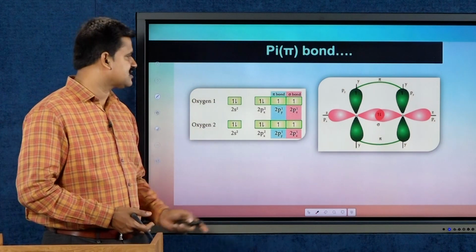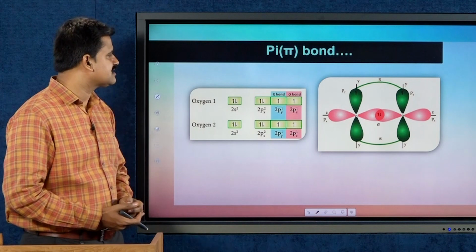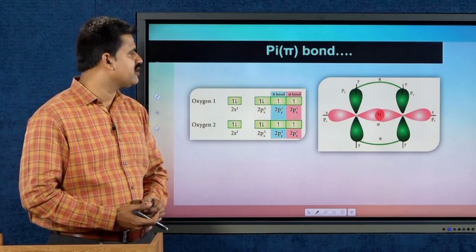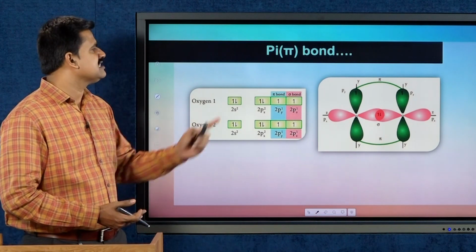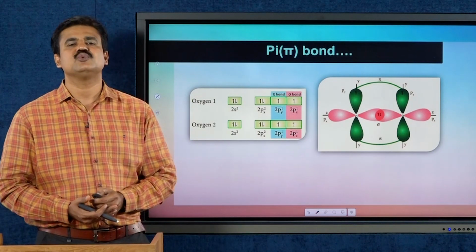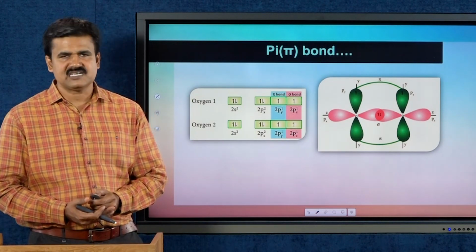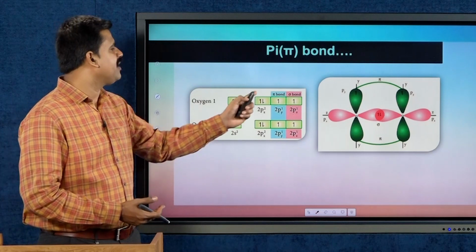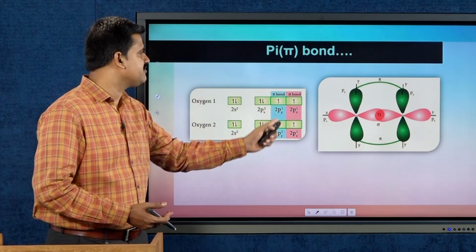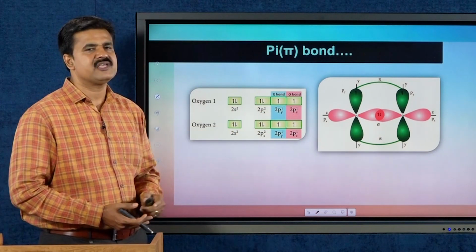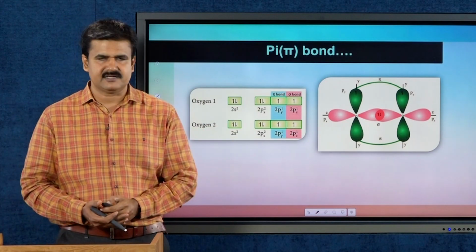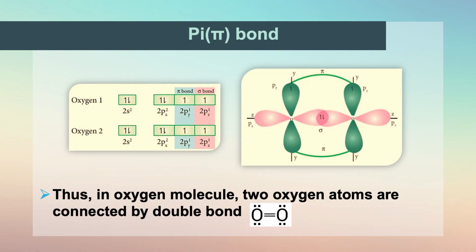For the first oxygen atom, the configuration is 2px2 2py1 2pz1. The sigma bond formation happens between the two half-filled 2pz orbitals. At the same time, a pi bond formation occurs between the two half-filled 2py orbitals, as depicted here. So, a sigma bond is formed by end-to-end overlap and a pi bond is formed by lateral or sidewise overlap of participating atomic orbitals.